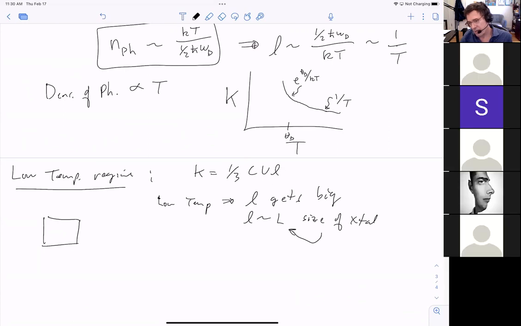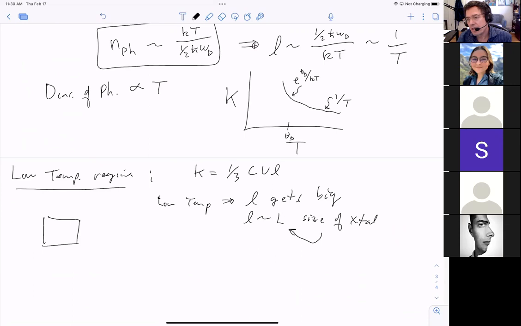It gets bigger. Well, it did get bigger. It got bigger and bigger, and then it hit the size of the crystal. So now at some temperature, I'll call it T prime, the mean free path hit the size of the crystal. And now I keep going down in temperature. What happens to the mean free path? Does it stay the same? Yeah, exactly. It has to, because the mean free path is going to be the size of the crystal.